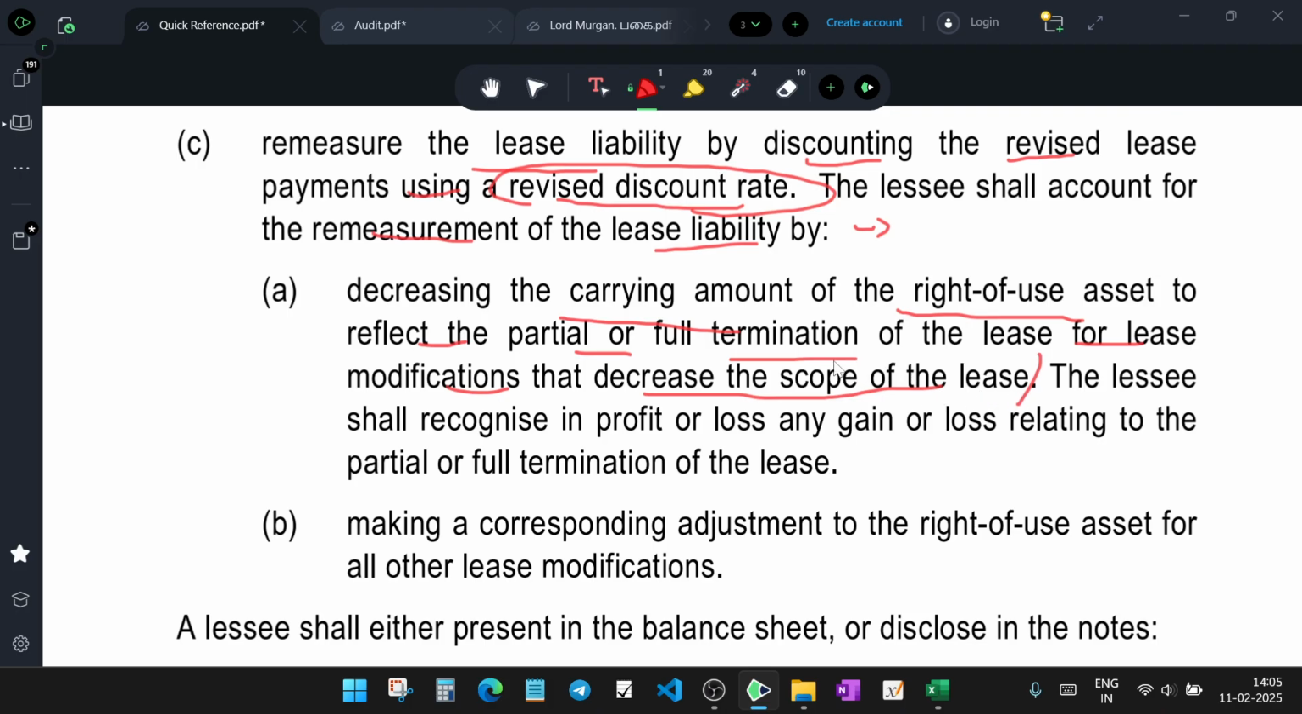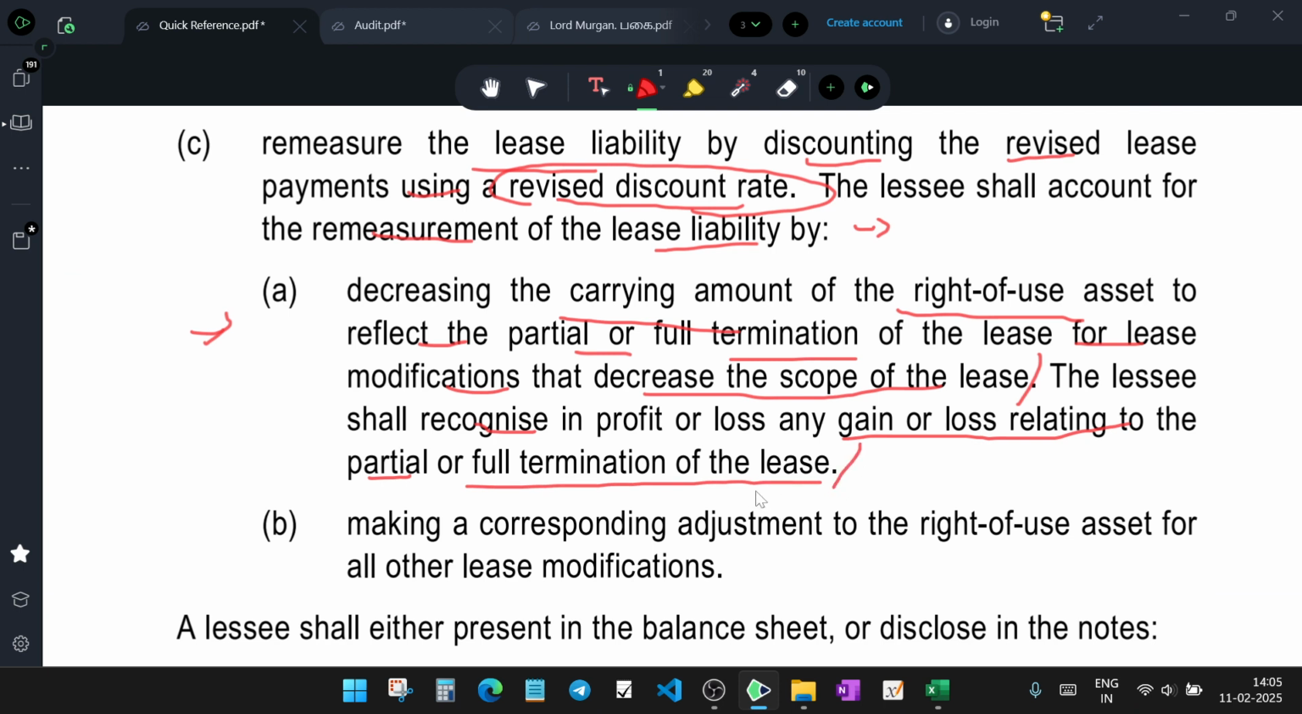Why? Due to the partial or full termination of the lease, I want to close it soon. After modification, he said, "Shrink the asset to 6 months rather than 8 months as per the contract." So our liability has decreased. The lessee shall recognize in profit and loss the gain or loss relating to the partial or full termination of the lease.